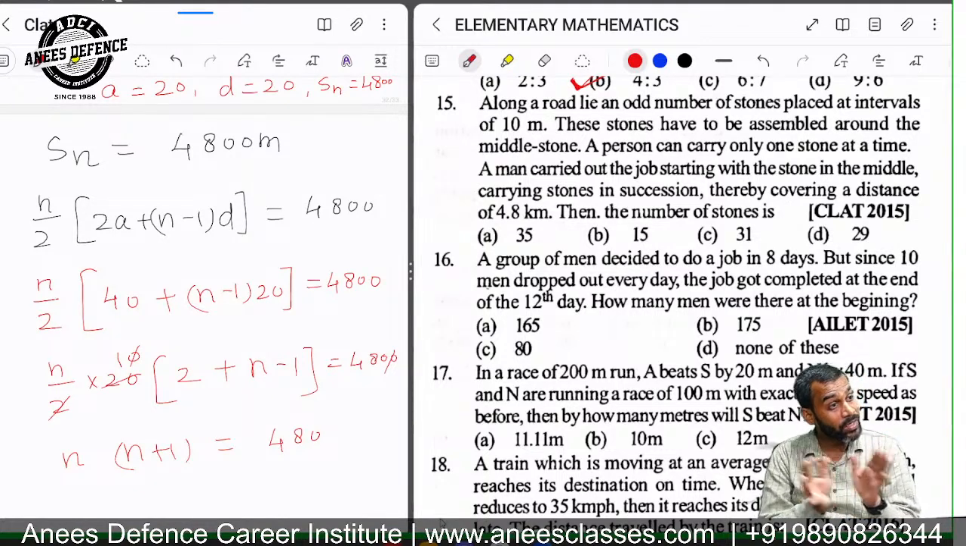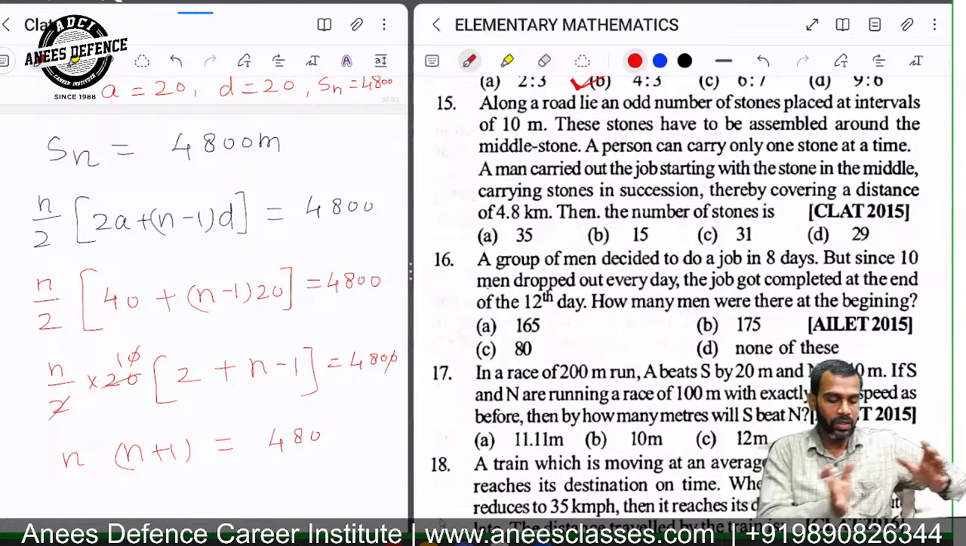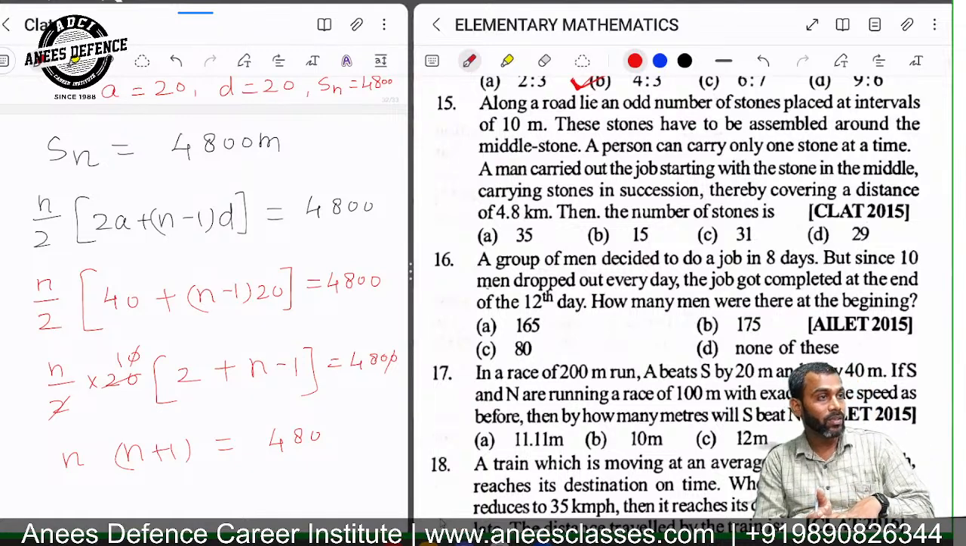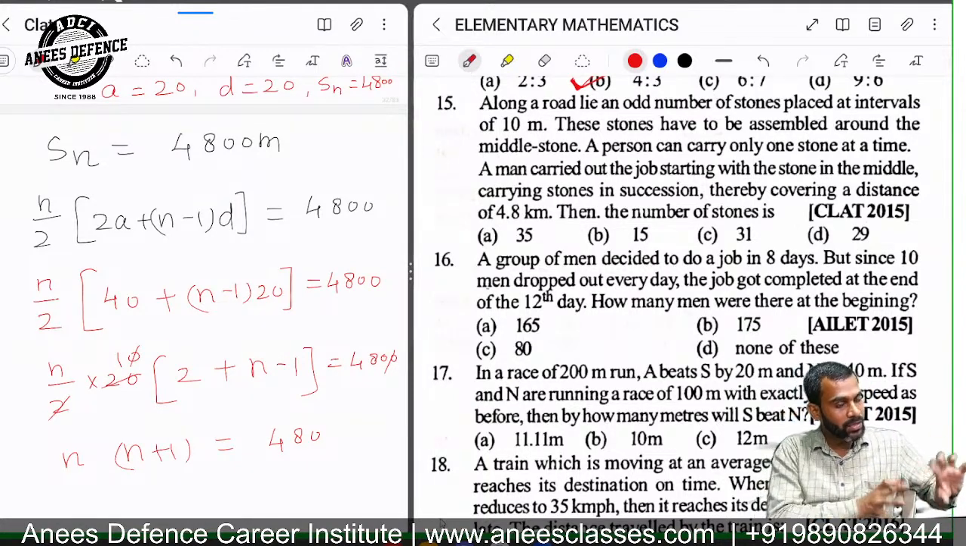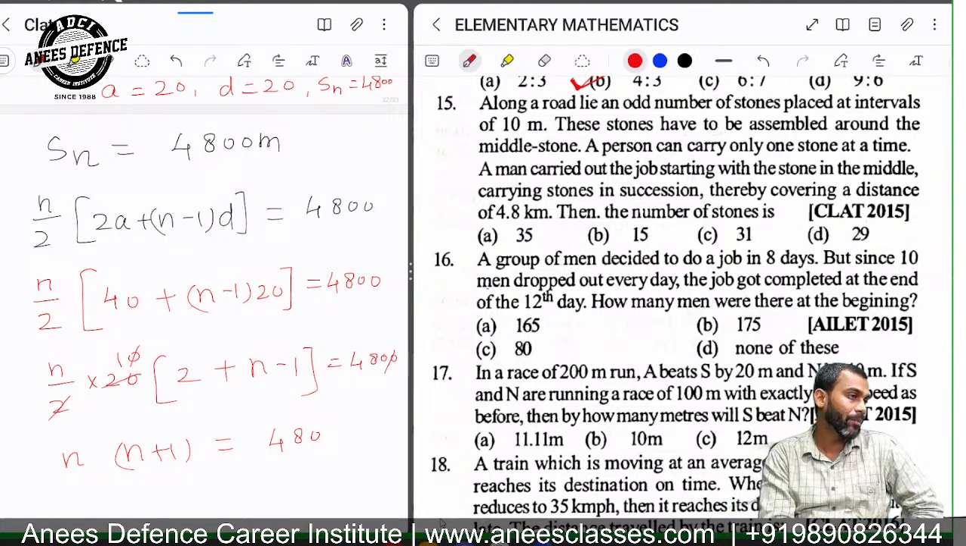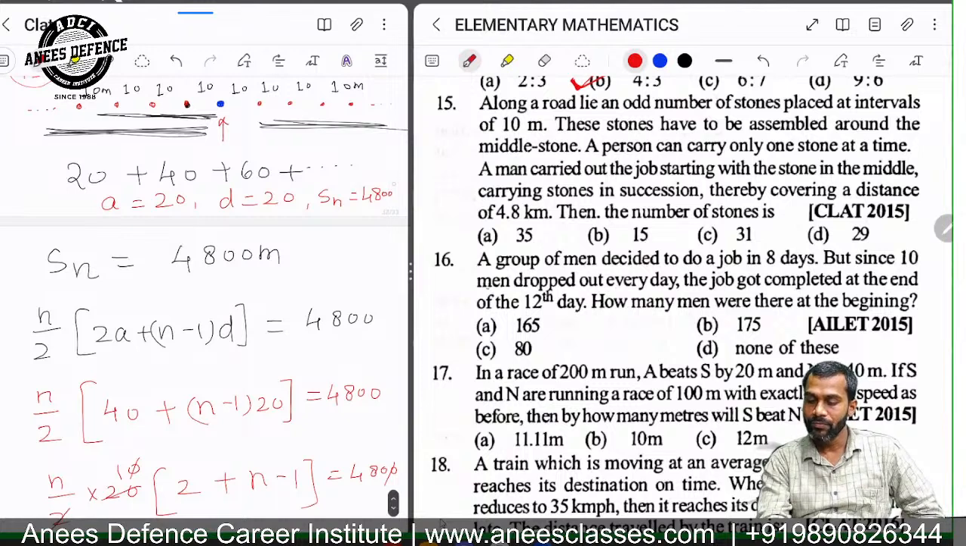Yes or no? No, no. I'm talking about the distance covered by the man while assembling all the stones on the left hand side. So Sn is nothing but all the stones he has assembled on the left hand side of the middle point, I mean the middle stone. But 4.8 kilometers is the total distance covered by him. So we have to write Sn is equal to 2400.